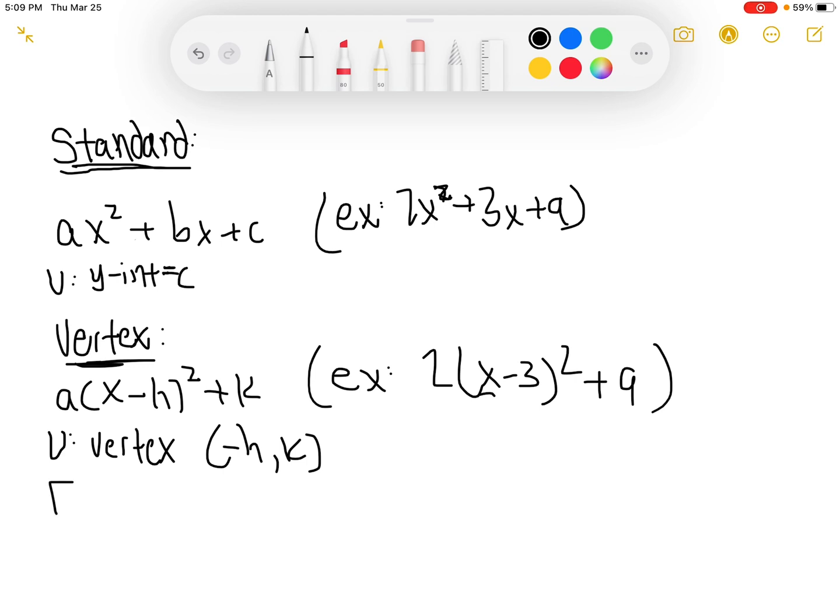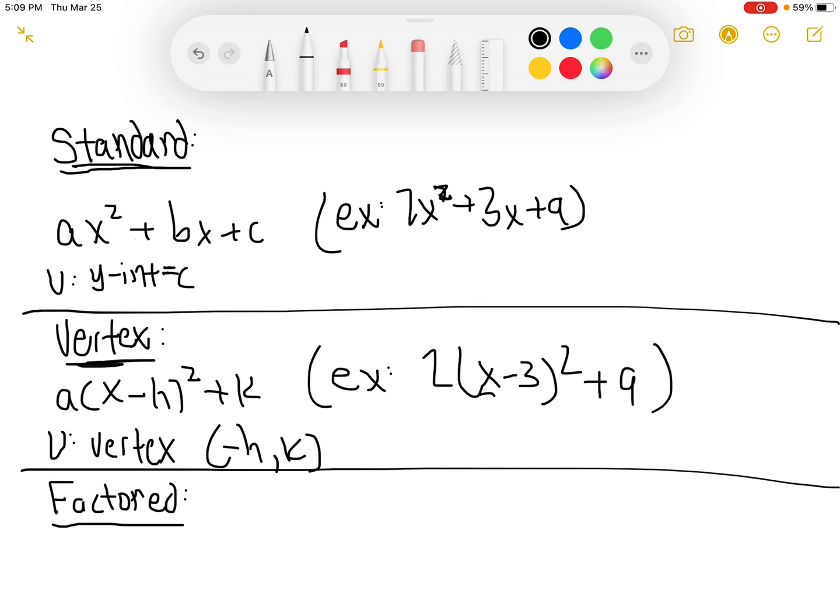Then you have factored form. Oh, wrong thing. Let me do this so it's completely separate. In factored form, it will look like this. Oh, sorry, I forgot to say what a was for this. The a's in these would be the same. And a just means, as we'll learn in transformations, whether the graph is going to be like this or like this: is it spread apart, or is it together? But we're going to learn about that in transformations.